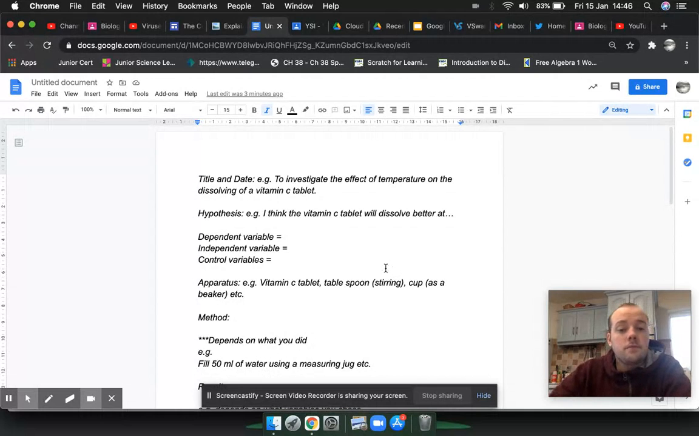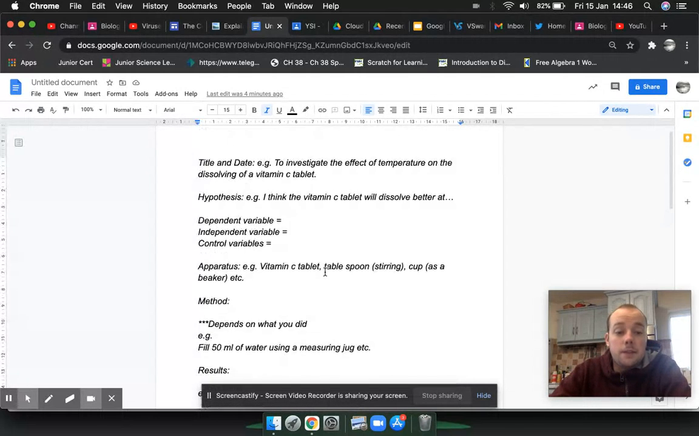But really, the title and date for this experiment would be like, for example, if I was looking at the experiment I did myself, which involved the effect of stirring. So to investigate the effect of stirring a mixture on the rate of a chemical reaction. That would be the experiment title if I had done the one I was talking about. Whereas for this experiment here, a student is choosing to investigate the effect of temperature on the dissolving of a vitamin C tablet, and that is also perfectly fine.